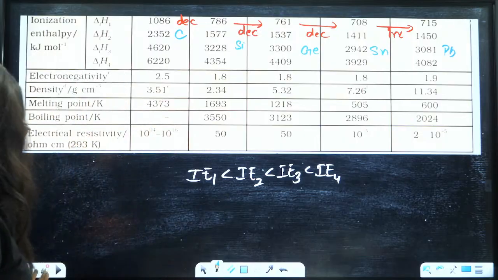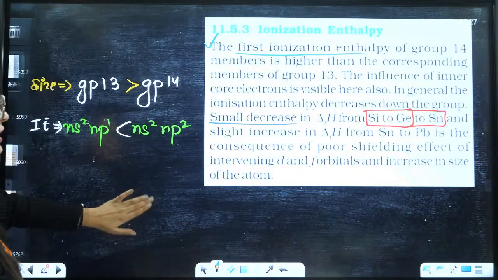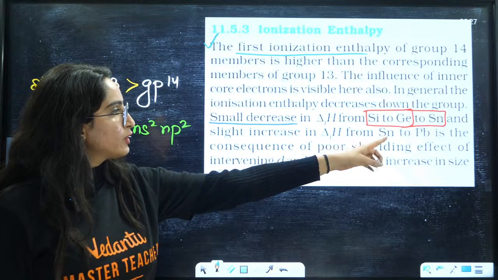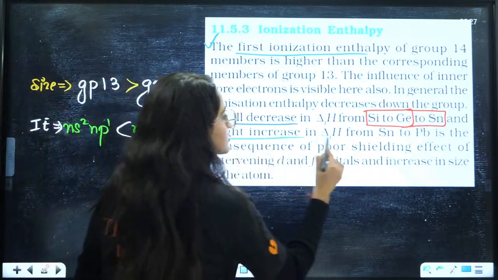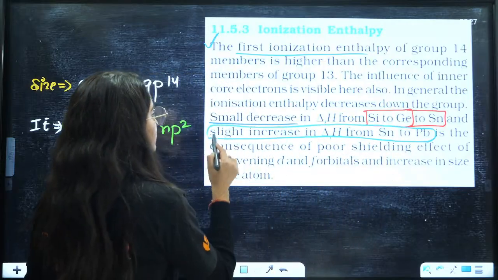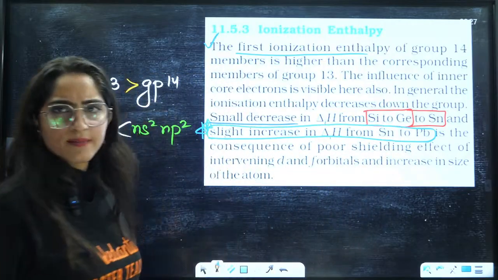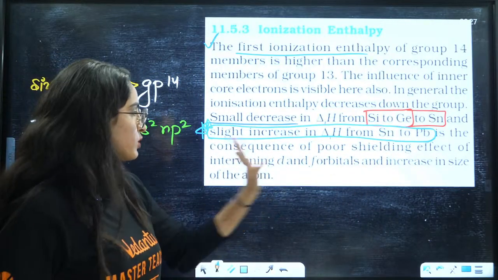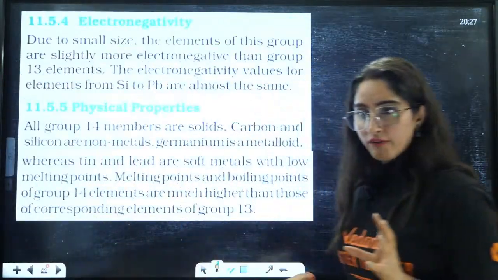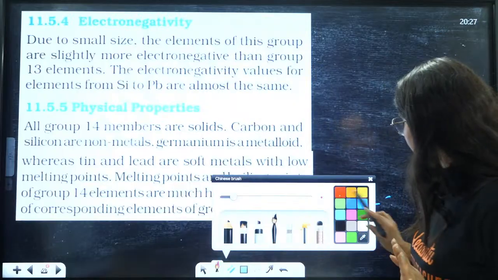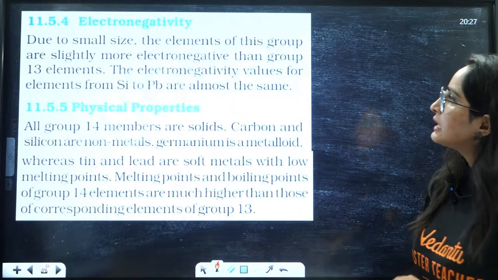Okay, guys. Now that is your decrement, and from tin to lead is the consequence of poor shielding effect. Slight increase in tin to lead, right? This is important, right? Next is poor shielding effect, that also we have done. Now we have the electronegativity. Let us talk about the electronegativity.